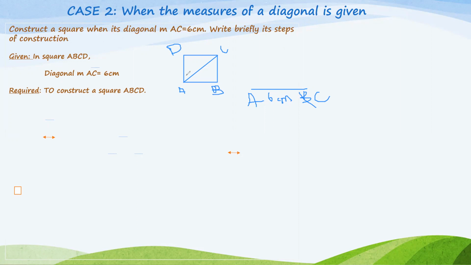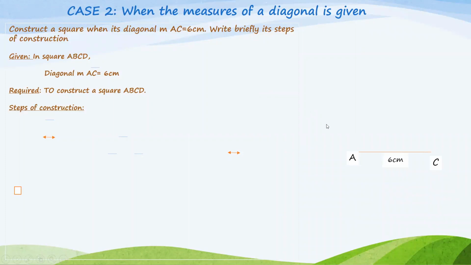So what will be step number 1? We have to draw the line segment, that is diagonal AC equal to 6 centimeter. We have to draw the diagonal AC properly. Let's start making the square. So step number 1 is draw the line segment AC equal to 6 centimeter, and write down this step.